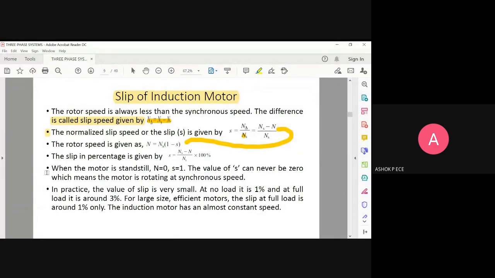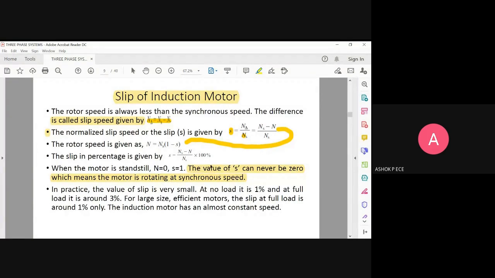When the motor is not running, capital N will be 0. Then the slip value will be equal to 1. S value can never be 0, which would mean the motor is rotating at synchronous speed. When the motor is running at synchronous speed, Ns will be equal to N. So N delta will be equal to 0, or s will be equal to 0. But they say that s can never be 0 because the motor can never run at synchronous speed.